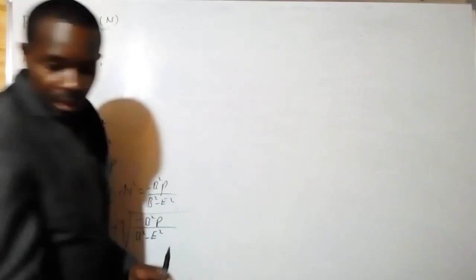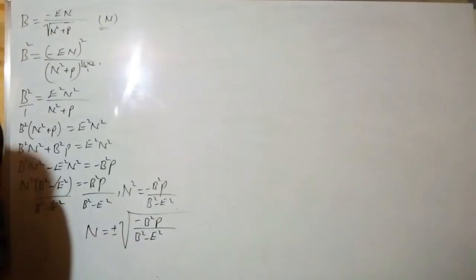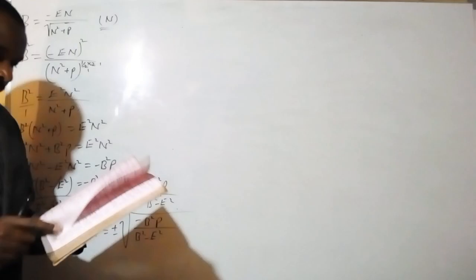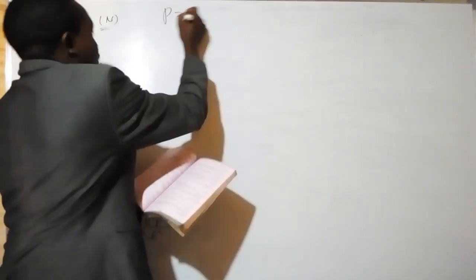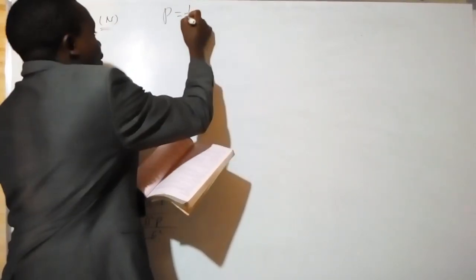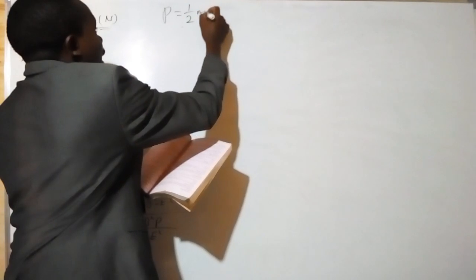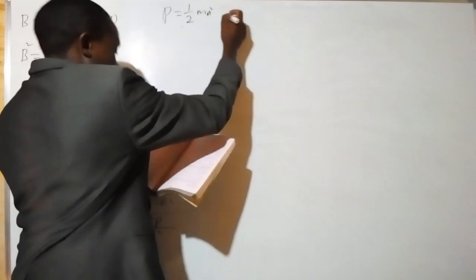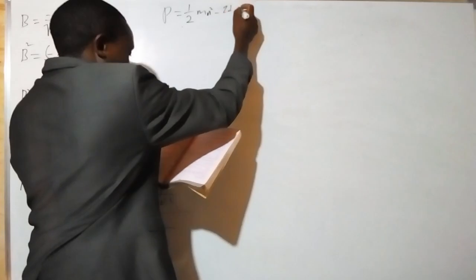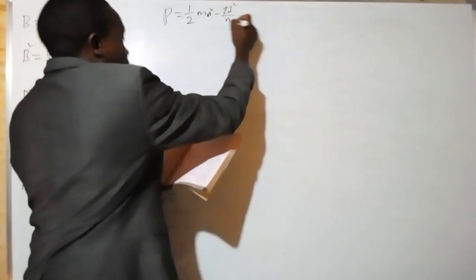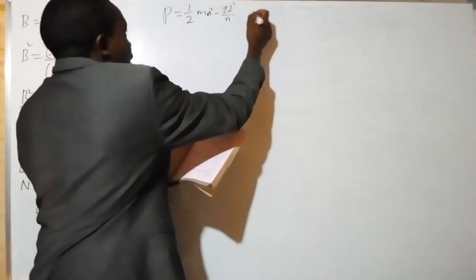Next, we have: you are given that p is equals to 1 over 2 mn squared minus qd squared all over n. We make d the subject of the formula.